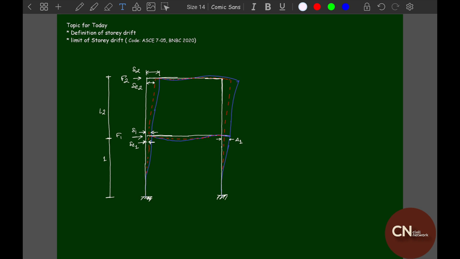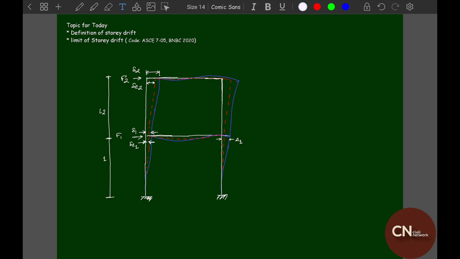Hello, Assalamu alaikum. In today's video, we'll talk about the definition of story drift and the limit of the story drift for a building structure as per the code provisions like ASCE 7-05 and BNBC 2020.